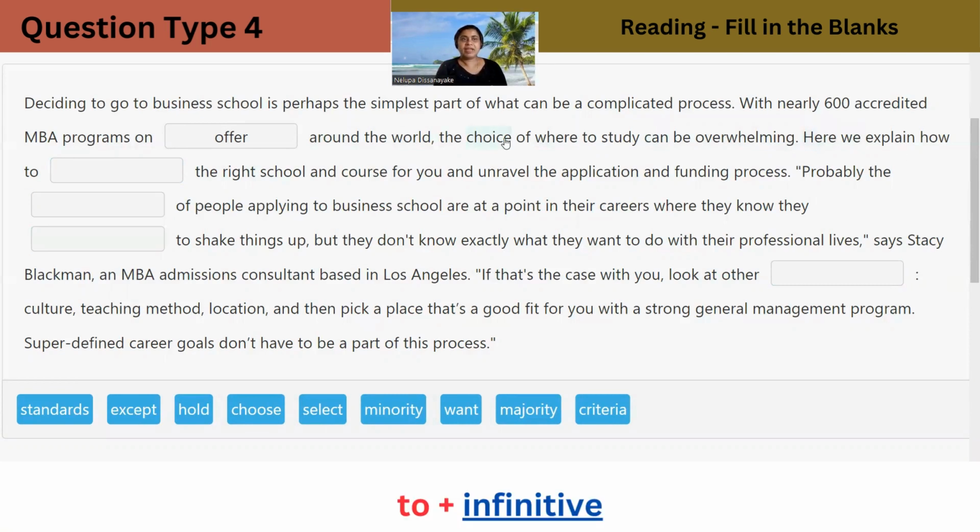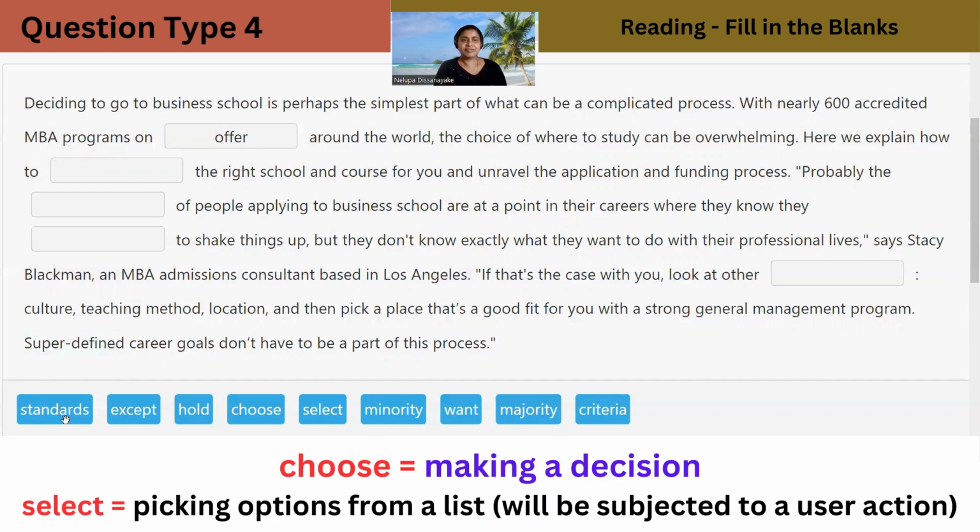Here we explain how to plan the right school and course for you and unravel the application and funding process. Now it's going to say something. Another special thing is that when you have the word to, it has to be an infinitive. After the word to, generally an infinitive comes. Now let's see what is the suitable infinitive here. Standards is not an infinitive, except doesn't match here. Hold. To hold the right school. Here we explain how to hold the right school doesn't match.